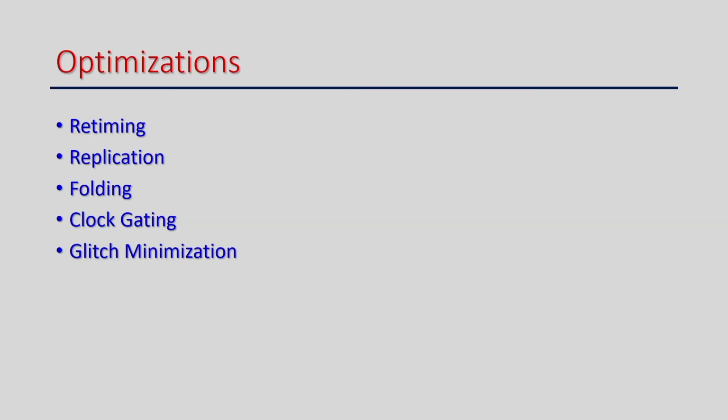Welcome everyone. In today's class, we are going to discuss various digital circuit optimization techniques. Specifically, I am going to talk briefly about the optimizations: retiming, replication, folding, clock gating and glitch minimization. So, these are the optimizations. It's not exhaustive, but they are very common in most of the commercial EDA tools. I will just talk about the optimizations and their impact in general in circuits.